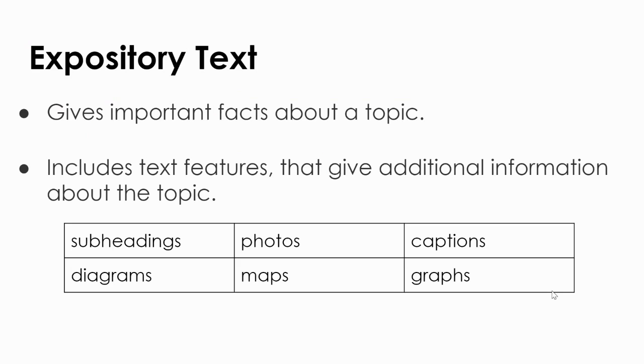So, an expository text gives important facts about a topic. It also includes text features that give additional information about the topic. Some examples of text features could be subheadings, photos, captions, diagrams, maps, and even graphs.